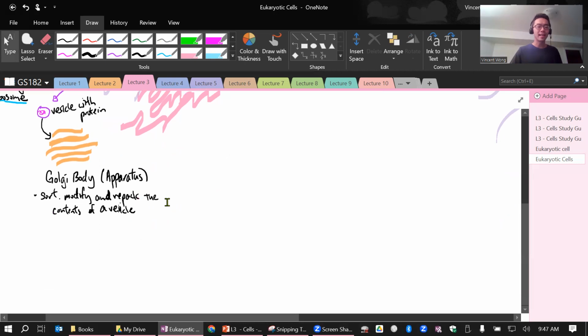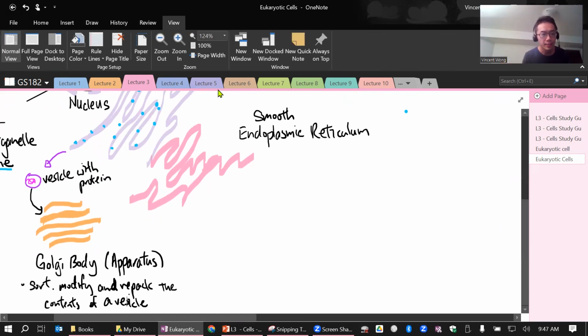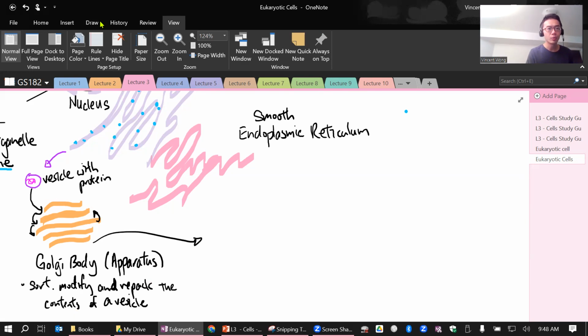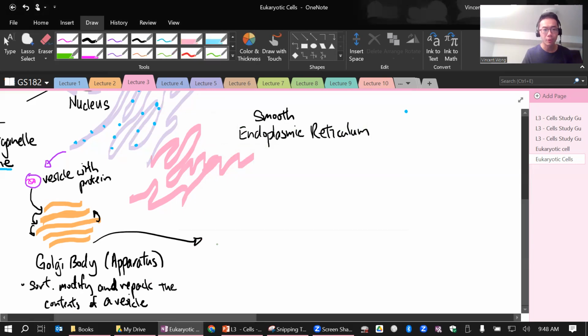Okay, a distribution center. So this vesicle is going to go to the first layer, and then it will get passed on to the next layer and the next layer, and sometimes they go back and forth a couple of times, and then eventually you will have a brand new vesicle. What color should I use? Let's use green. Brand new vesicle. And then the protein is going to be modified now. Okay? Any questions?